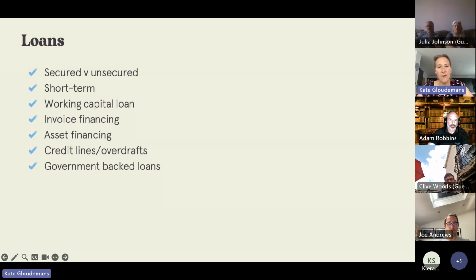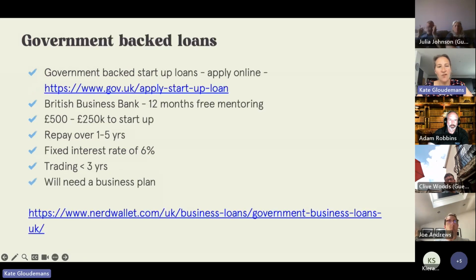So in terms of government-backed loans, just to give you a bit more information here. Something you can apply online. So I've given you a link. You can go to gov.uk or just search "apply for startup loan". If it's via the British Business Bank, it also includes 12 months of free mentoring, which means you can continue to get business support after this programme, which seems a no-brainer to me.